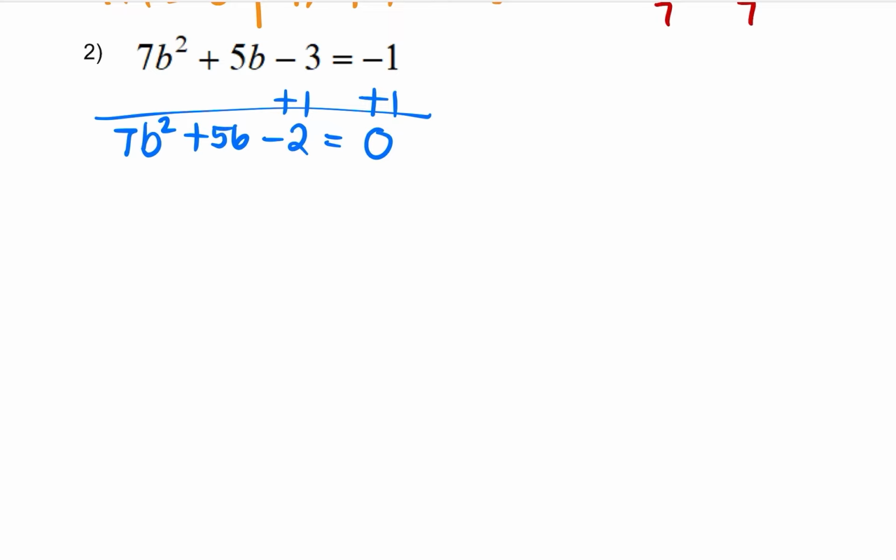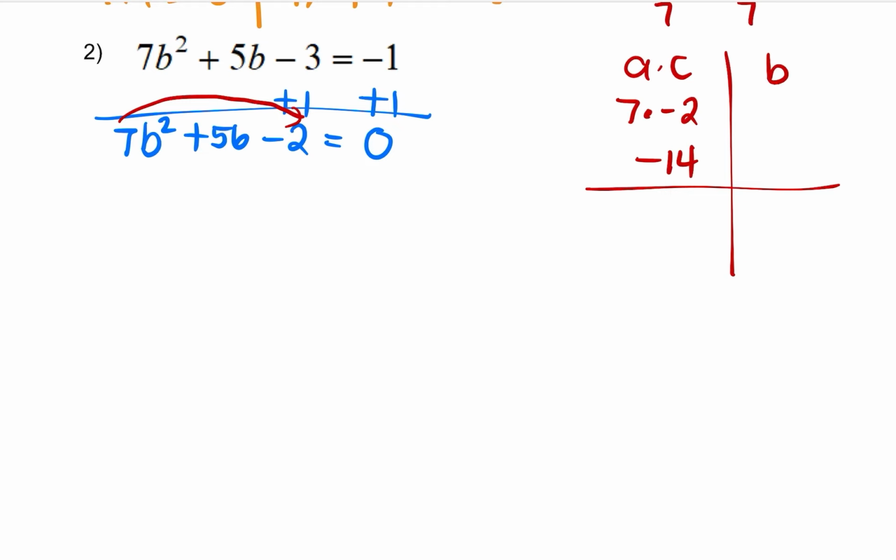Again, I am going to use split the middle. So I will multiply a and c. So a times c is 7 times negative 2, which would give me negative 14. And b is equal to 5. So the factors that I should be using are 7 and negative 2.